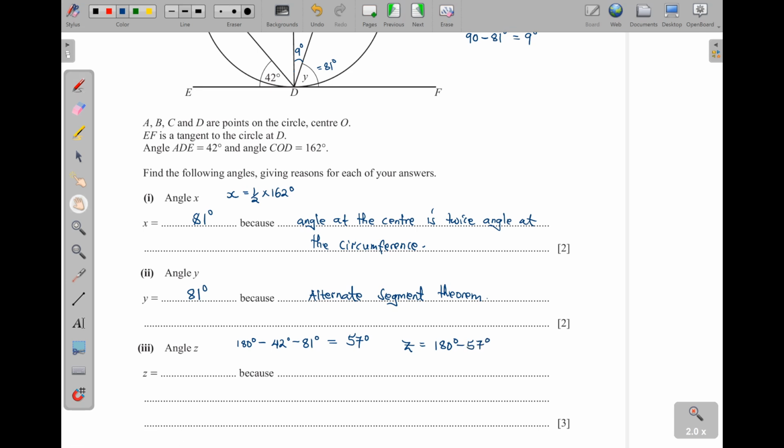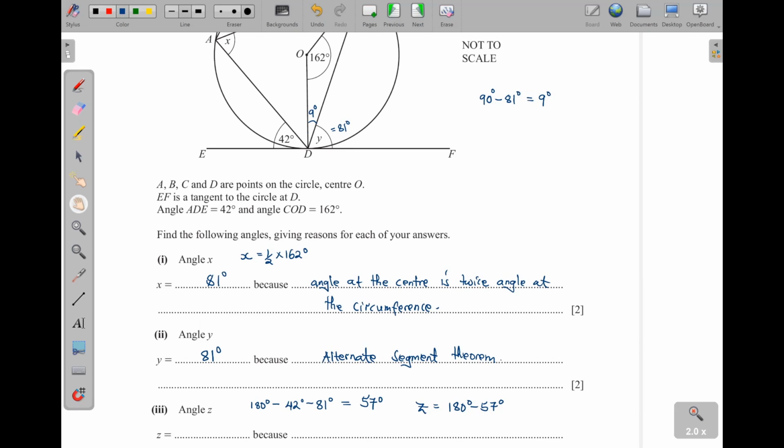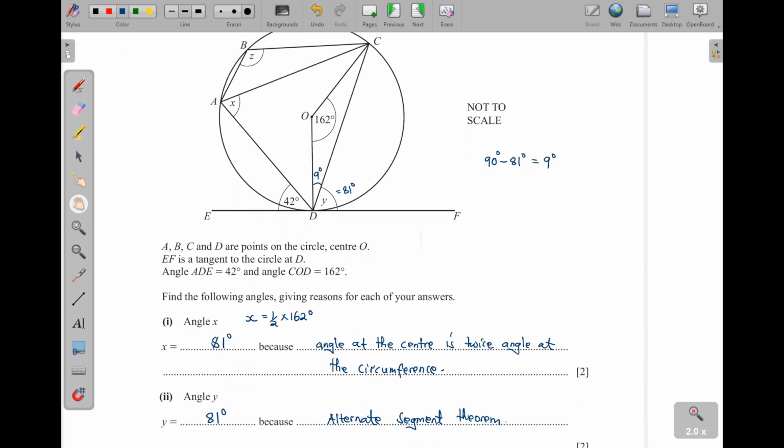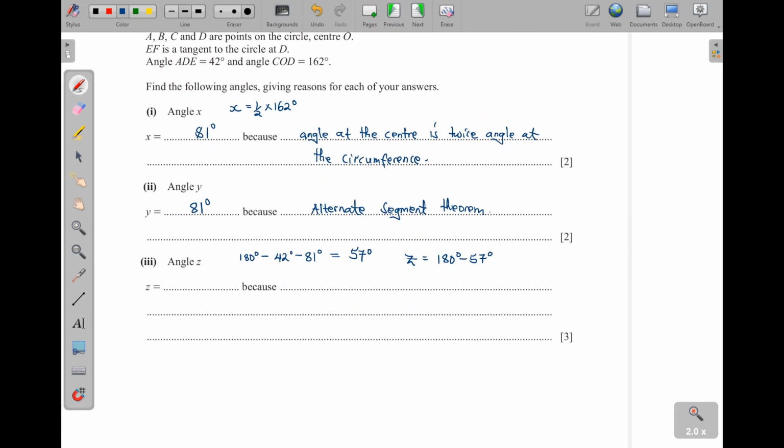Which theorem are we using here? Opposite angles in a cyclic quadrilateral add up to 180 degrees. We are going to have 180 minus 57, that is 123. Yes, 123 degrees. So Z will be 123 degrees.